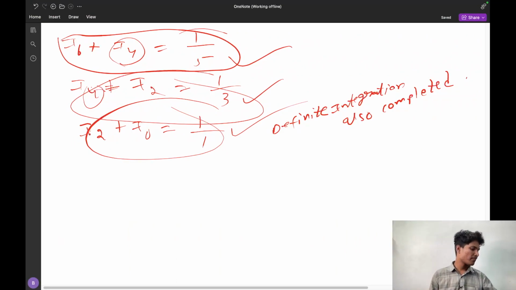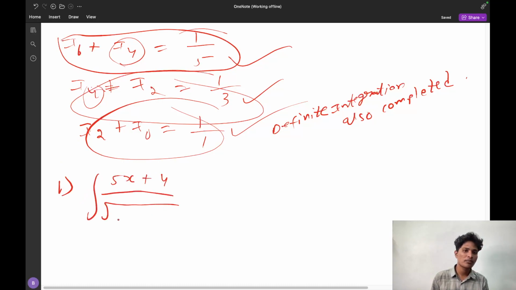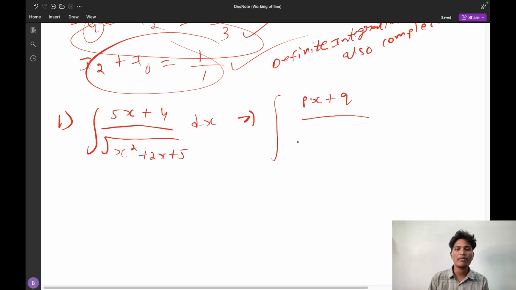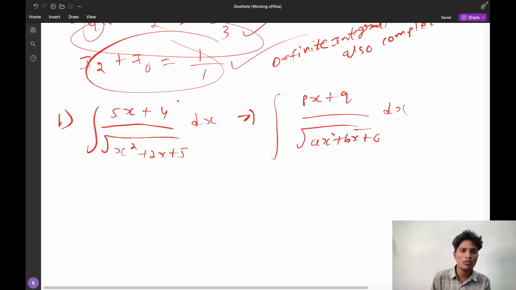So first I will discuss the indefinite integration questions. The first question is, we have to solve the integral of 5x plus 4 divided by root of x square plus 2x plus 5 dx. How can we solve this? This is the format of the integral of px plus q divided by root of ax square plus bx plus c, dx. What I said is, we have to write the numerator in terms of the denominator.